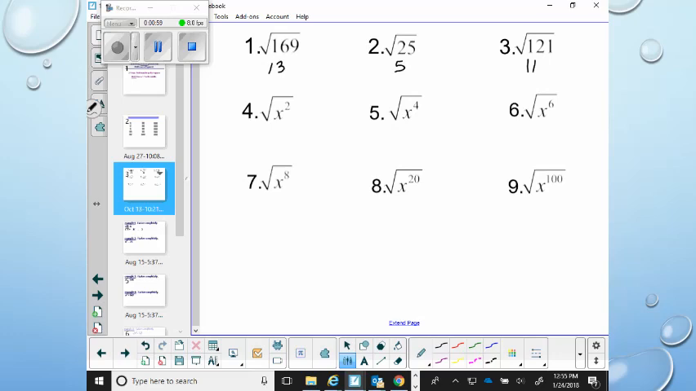Alright, next, you're going to have variables. Any variable that has an even exponent is a perfect square. If that little number is an even number, it's a perfect square. So, how did I get x squared? What's the square root of x squared?